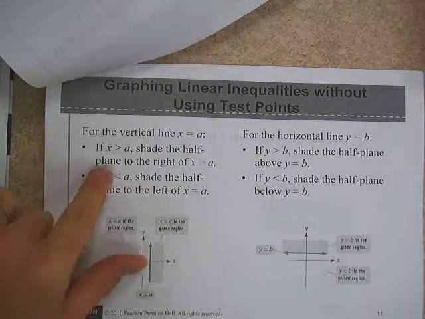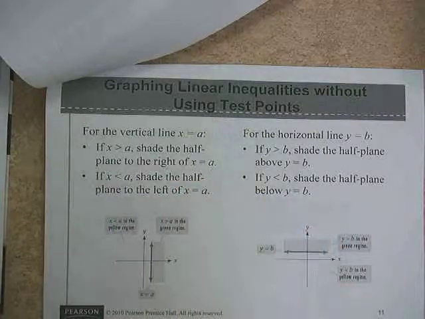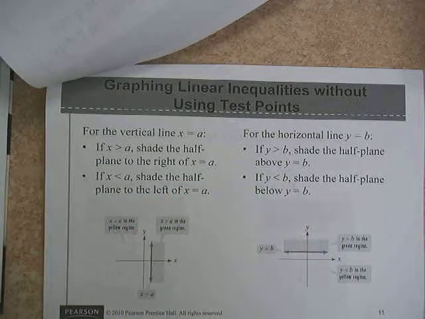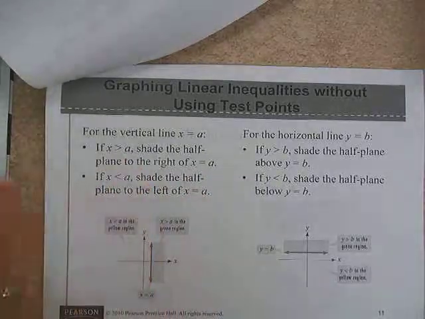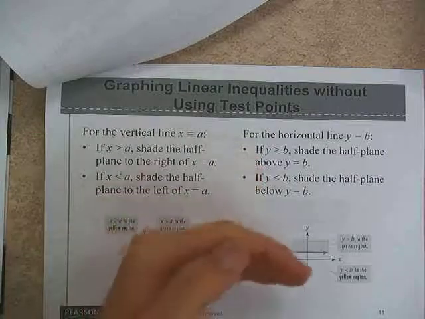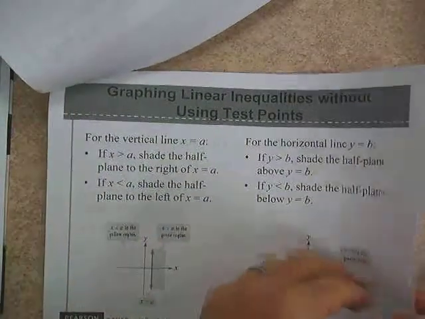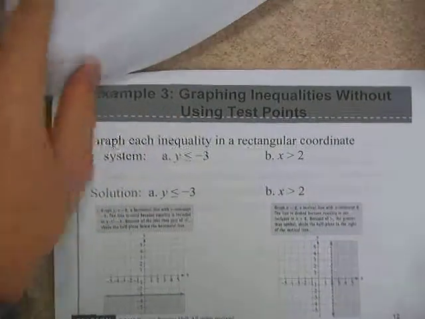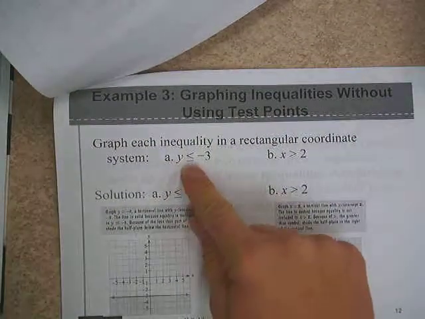So let's take a look at vertical and horizontal lines here. Special lines that we have. We know vertical lines are always of the form x equals a. So if we have x greater than a, we're going to always shade the plane that's to the right. Okay, the half plane that's to the right of the number in question. If it's less than, we're going to shade the other side, the left side. Same with horizontal. If it's y greater than, we're going to shade above. If it's y less than, we're going to shade below.